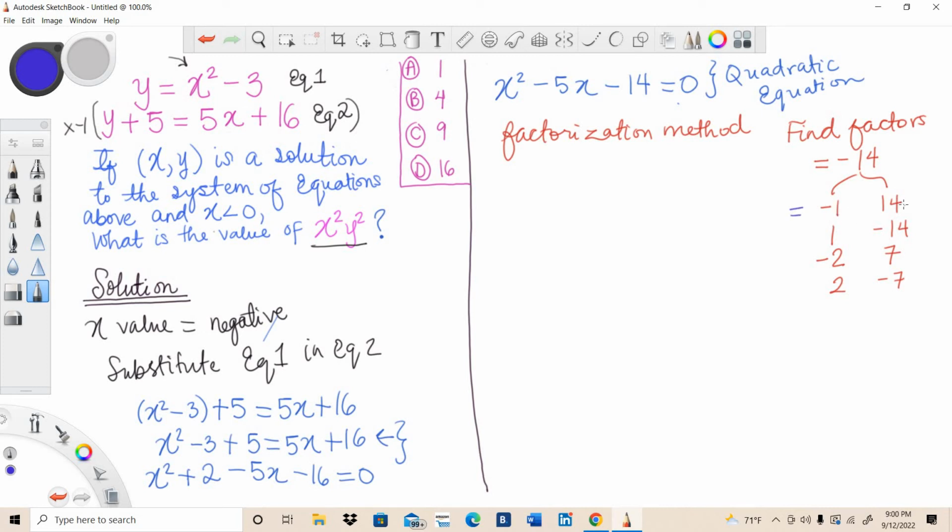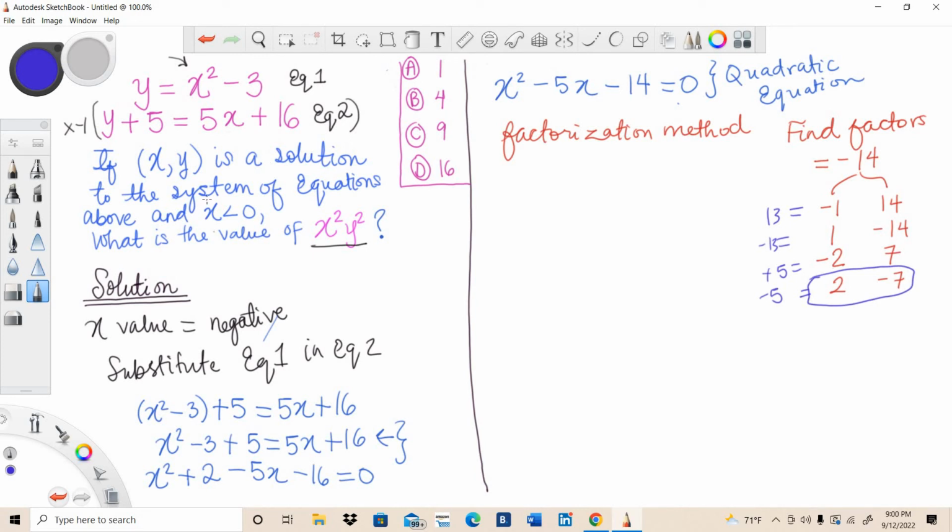So negative 4 and 14, when you add them up, you're just going to get 13. Here, you're going to get negative 13. So that's not what we want. 7 minus 2, that's positive 5. That's not what we want either. And then 2 and negative 7, that's actually what we want, right? So you have negative 5. So these are the two values we need in factorization.